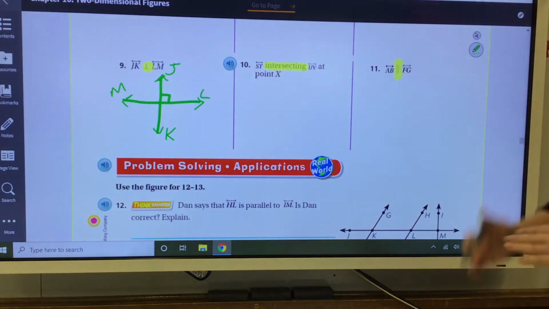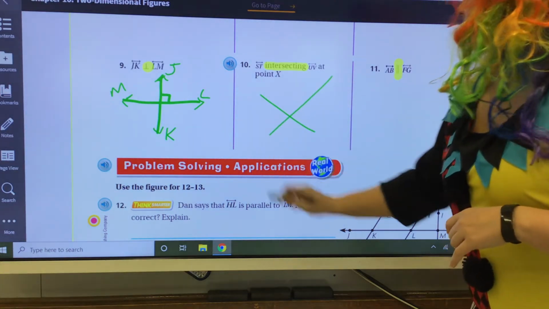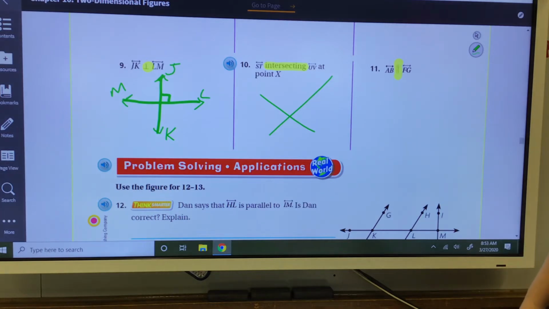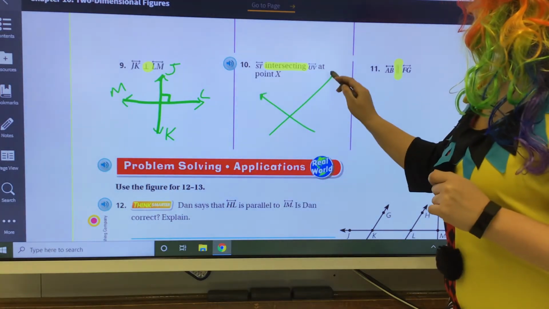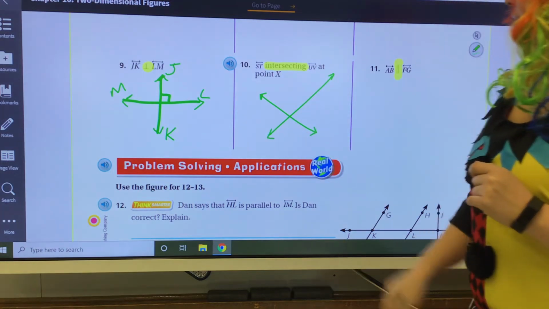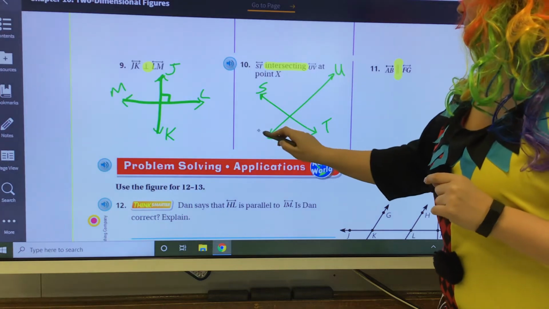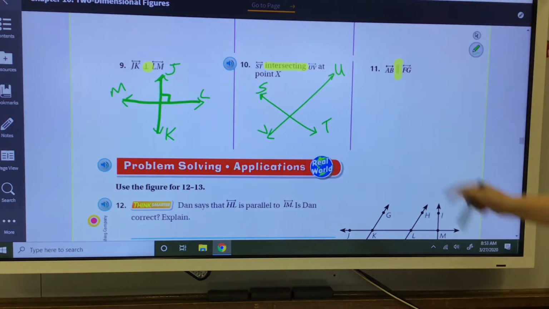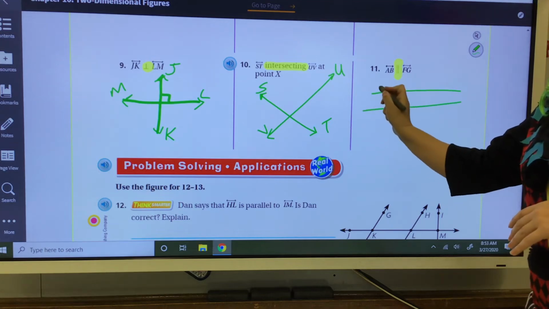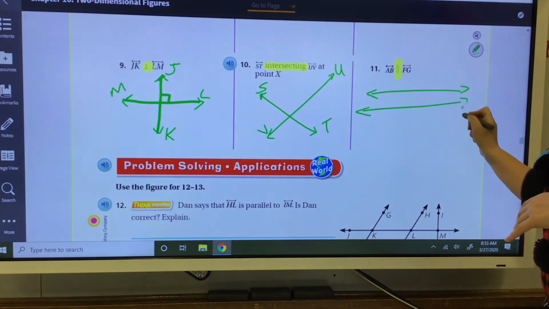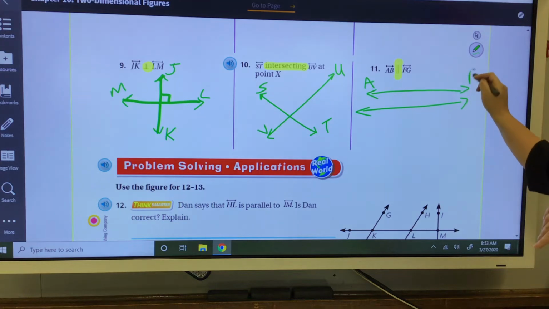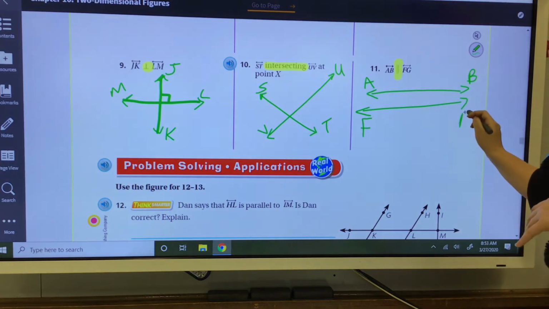ST and UV are intersecting each other. That means they're crossing. So I'm going to draw myself an X. I'm going to put my arrows, and I'm going to label my line. ST is intersecting UV. Number 11 has AB running parallel like railroad tracks to FG. So I'm going to draw my railroad tracks. And I'm going to label my lines, remembering that if they were actually straight, they would never run into each other.